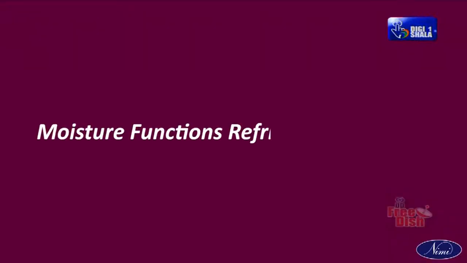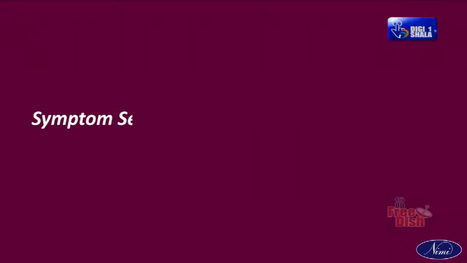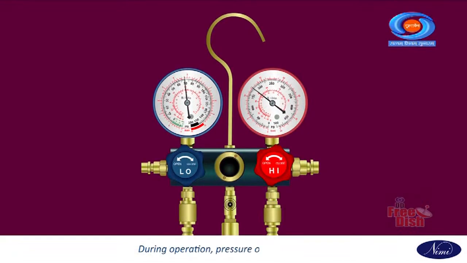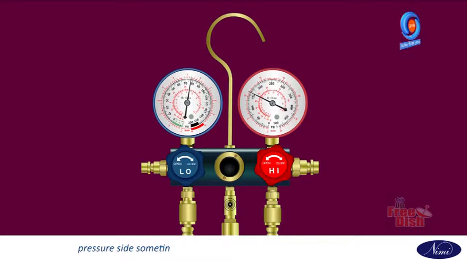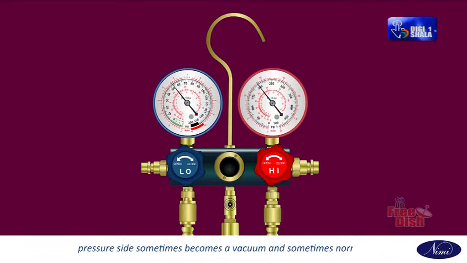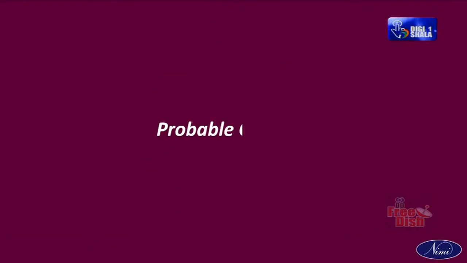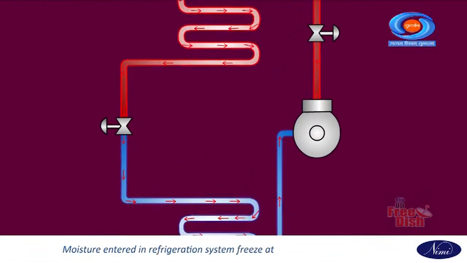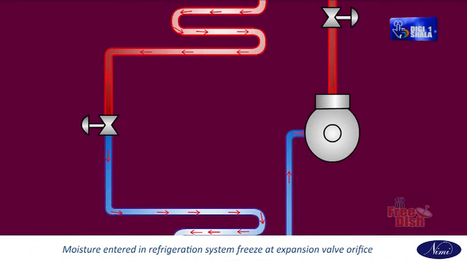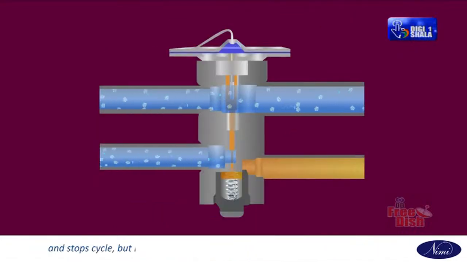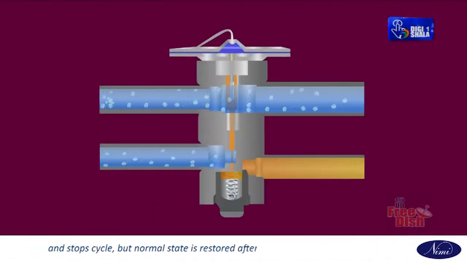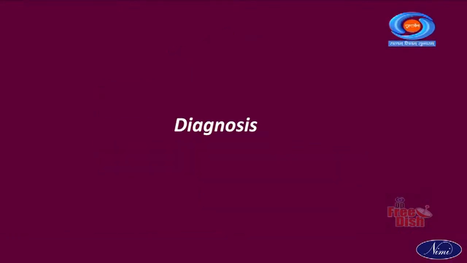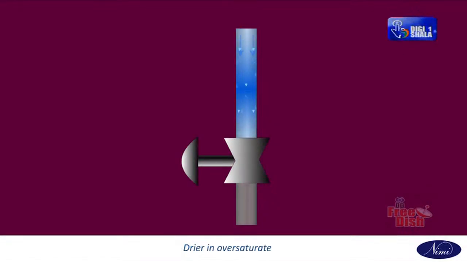Moisture in the refrigeration system. Symptoms seen in the refrigeration system: during operation, pressure on the low pressure side sometimes becomes a vacuum and sometimes normal. Probable cause: moisture entered in the refrigeration system freezes at the expansion valve orifice and stops the cycle, but normal state is restored after a time when the ice melts. Diagnosis: dryer in oversaturated state.